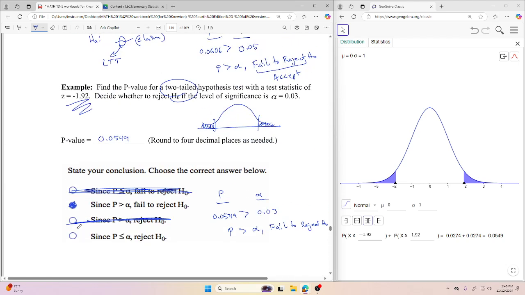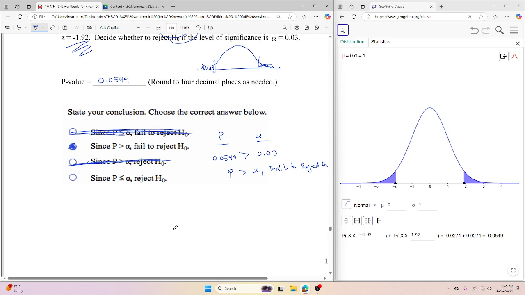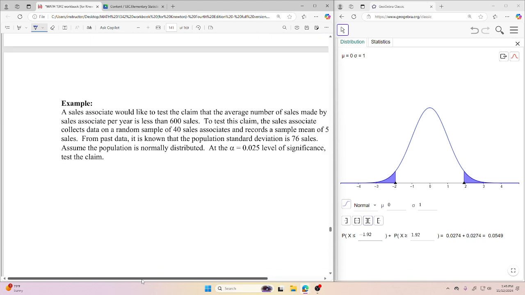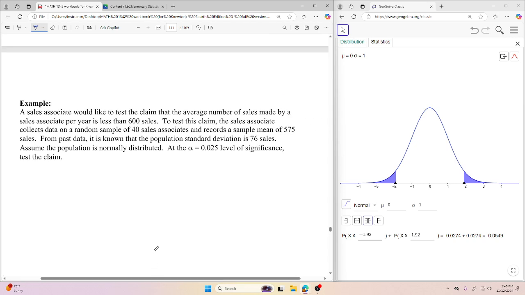Okay, we're good. I don't think I'm going to be using this picture anymore because we're going to just have GeoGebra do it all for us automatically. Apply for 3D1, here we go. So, a sales associate would like to test the claim that the average number of sales made by a sales associate is less than 600. Pause. We can already start setting up this problem, okay?